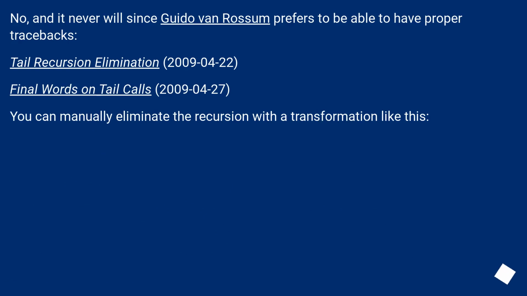No, and it never will, since Guido van Rossum prefers to be able to have proper tracebacks. Tail recursion elimination, the 22nd of April 2009. Final words on tail calls, the 27th of April 2009. You can manually eliminate the recursion with a transformation like this.